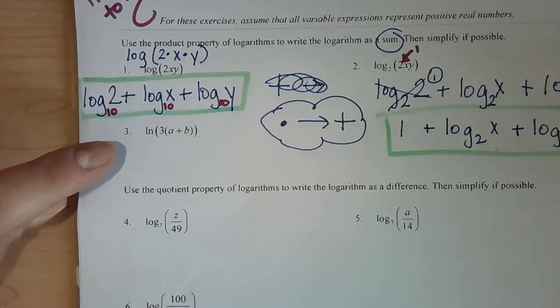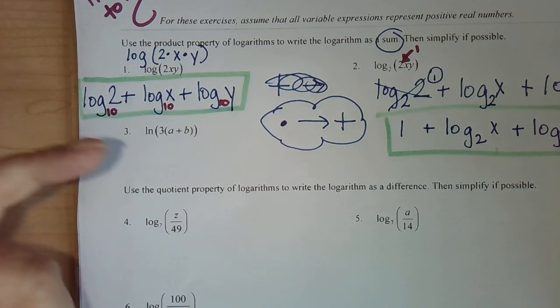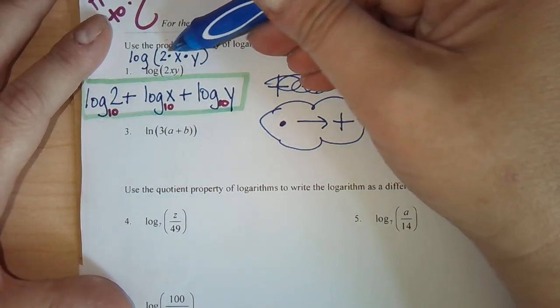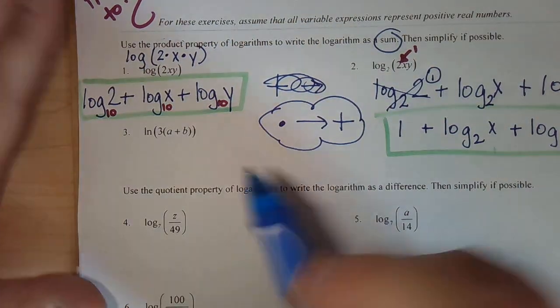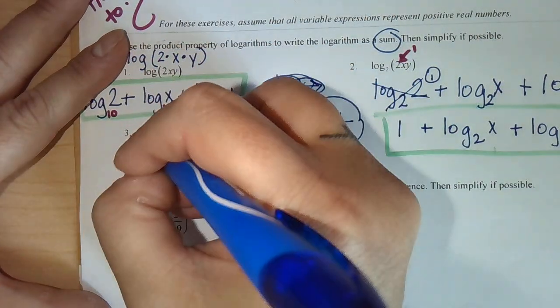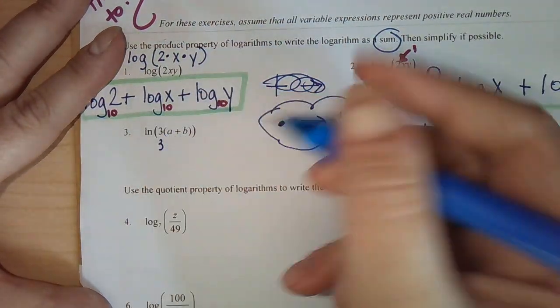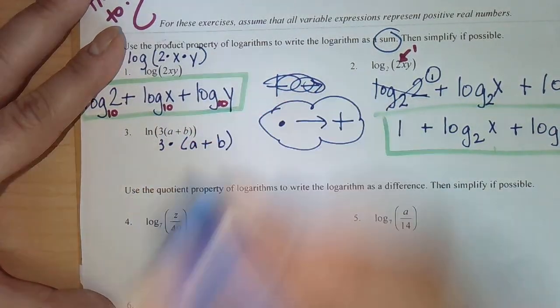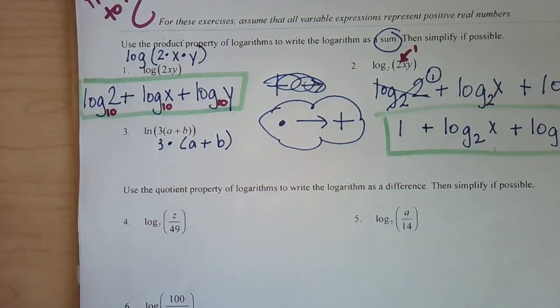Okay, let's look at this one. Number 3, it says ln, and then it says 3 times a plus b. Okay, what in the world? Well, so far we're just talking about that product rule, because it says use the product. So let's see, what is producting here? I don't see any pretend little multiply dots, but I do see some big boy multiply parentheses. Look at that, 3 times big fat a plus b. So those are the 2 things that we need to separate onto an ln.